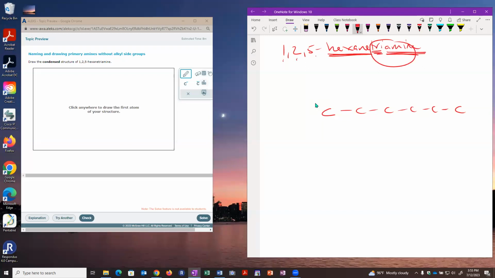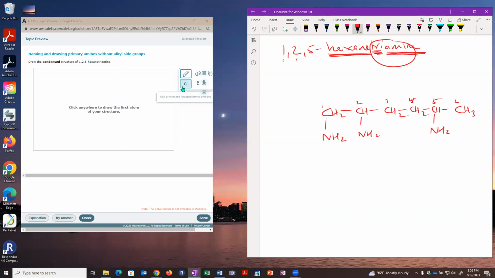I can select to number this whichever direction I want. So I'm going to go from left to right. So 1, 2, 3, 4, 5, and 6. I have an amino group on carbon 1. That's our NH2. I have an amino group on carbon 2, NH2. I have an amino group on carbon 5, NH2, and I'm just going to fill in the remaining bonds to the carbons to make sure the carbons have the correct number of bonds and hydrogens connected to them. All right, so there's my structure.